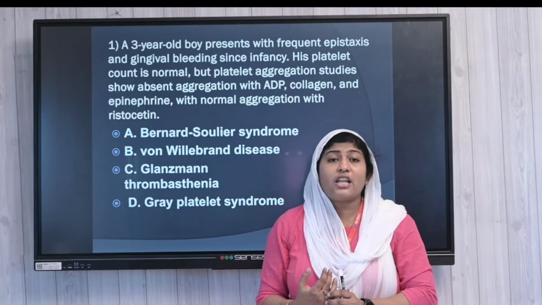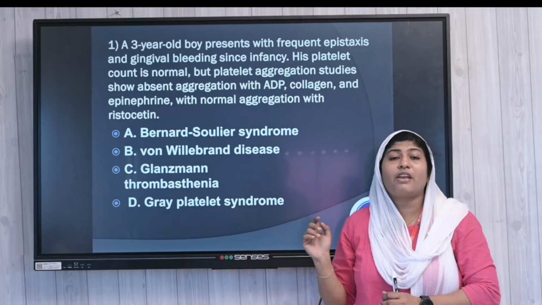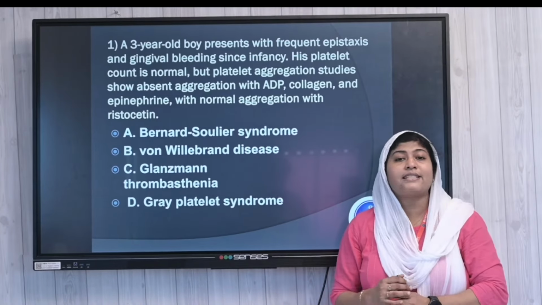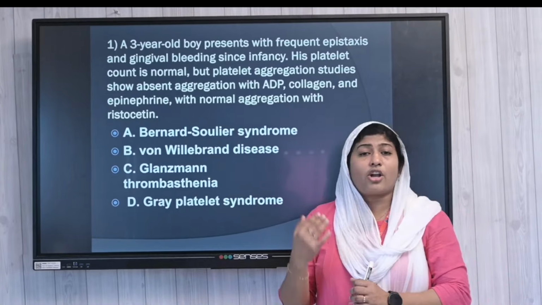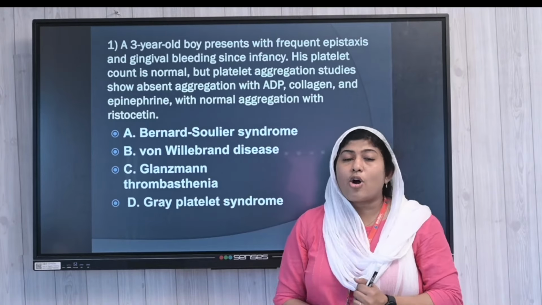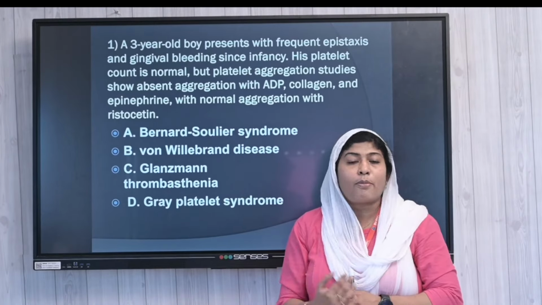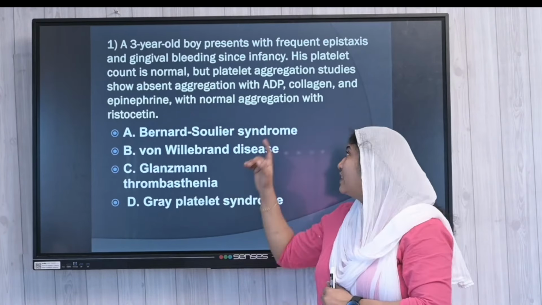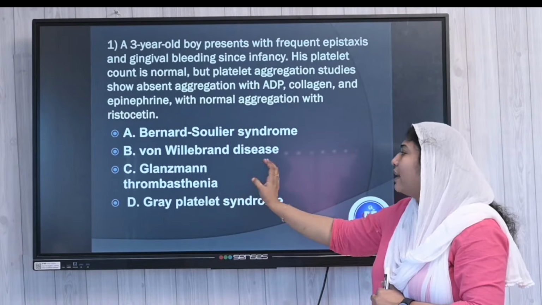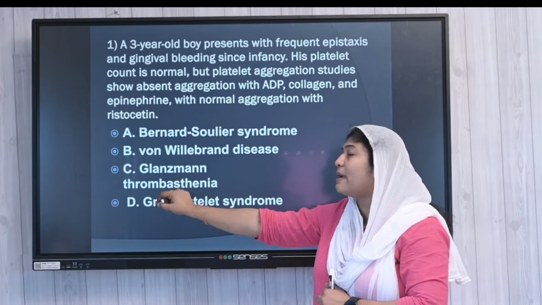So in order to identify this type of qualitative problem, we have to go for a detailed platelet aggregometry study. So if the aggregometric report shows agonists like ADP, epinephrine, arachidonic acid having abnormal aggregation and the aggregation with ristocetin is fine, we can conclude the baby has Glanzmann thrombasthenia.